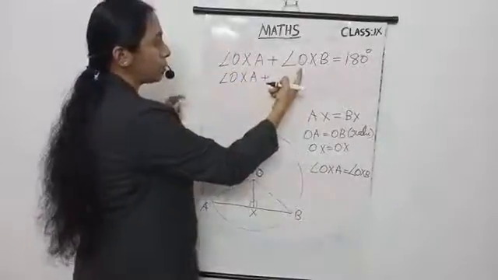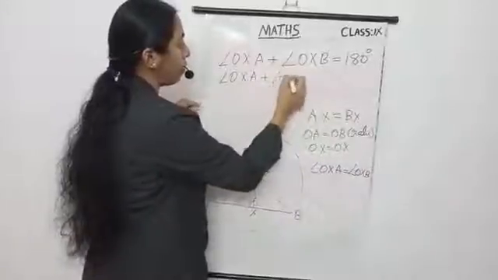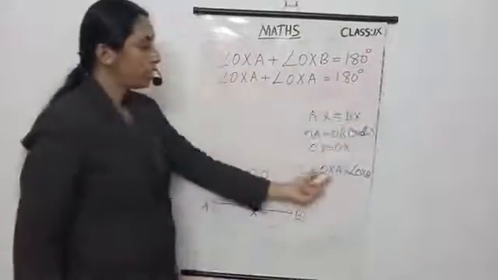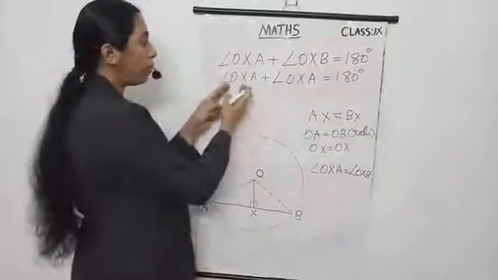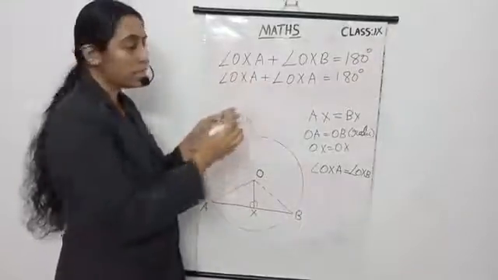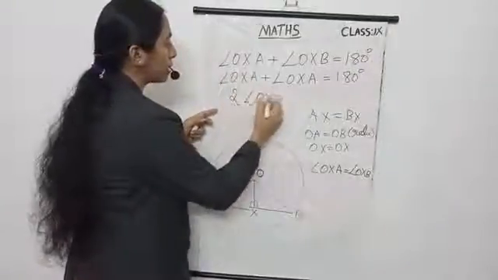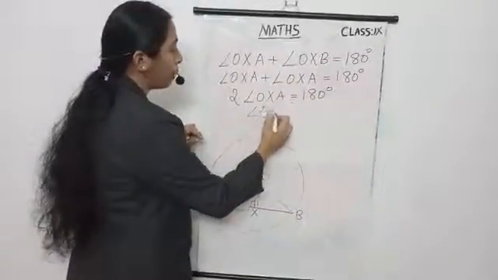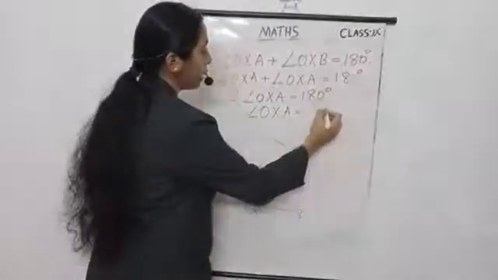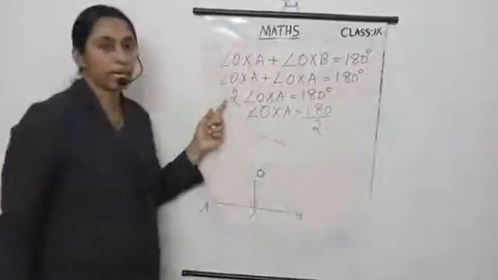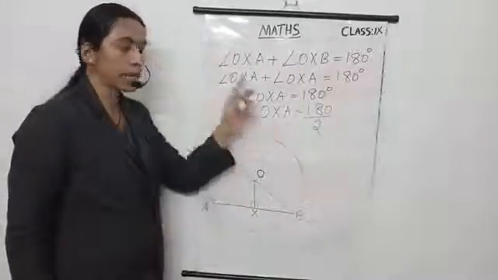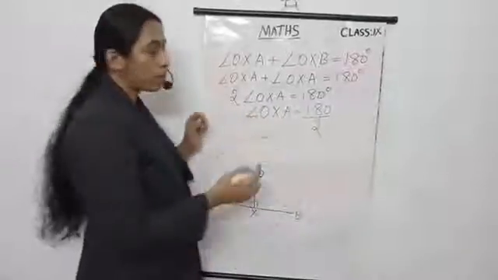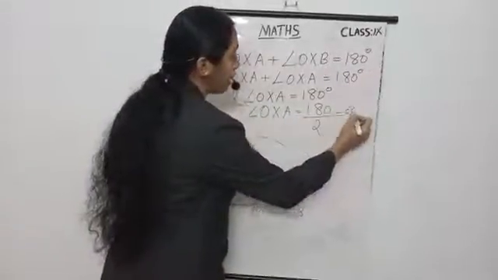In the place of this we substitute angle OXA, plus angle OXA equals 180 degrees, because these two are equal. Now angle OXA plus angle OXA means 2 angle OXA equals 180 degrees. Now angle OXA is equal to 180 by 2. Here, multiplication, we transpose the 2 to the right hand side, the sign reverses as a division. So 180 by 2 we get 90 degrees.